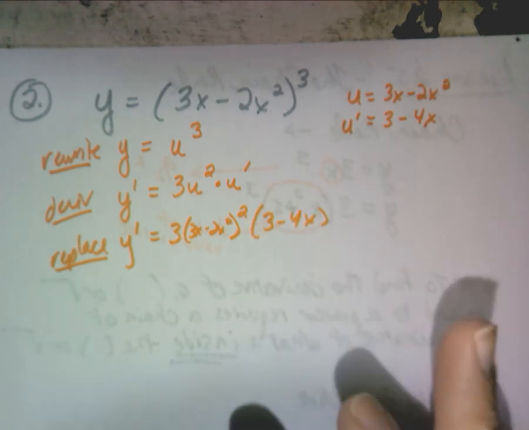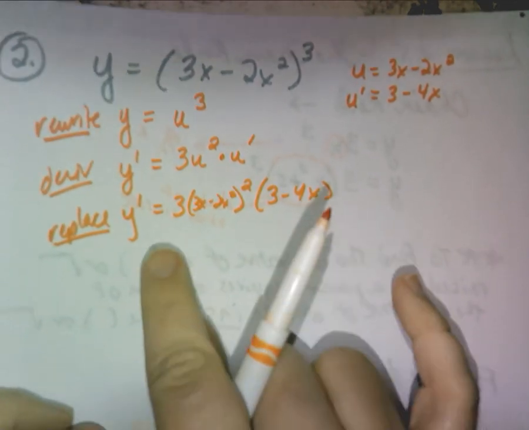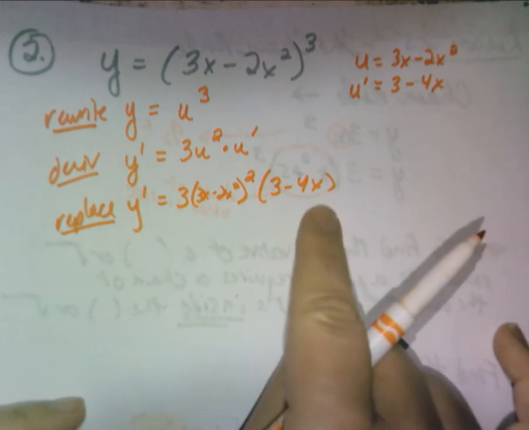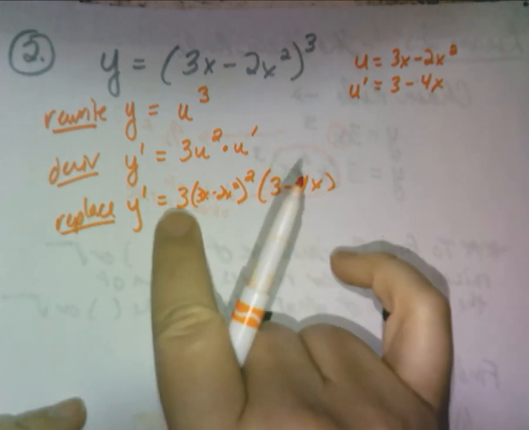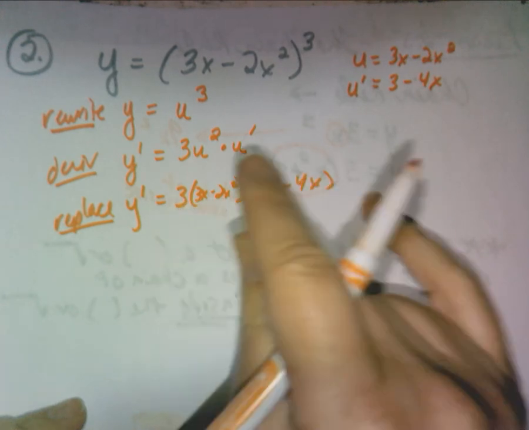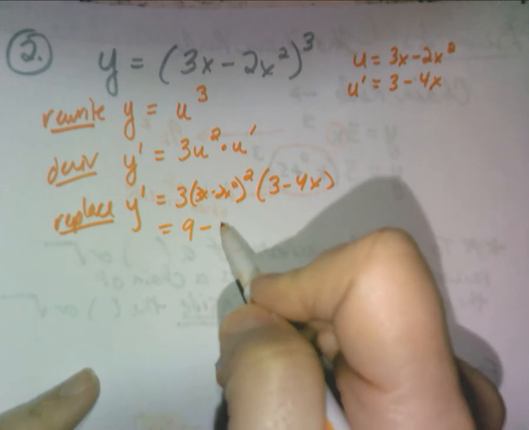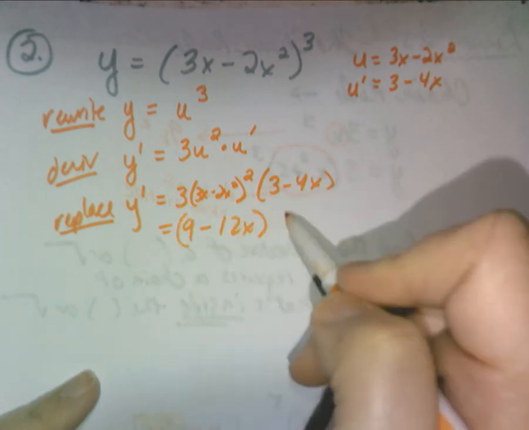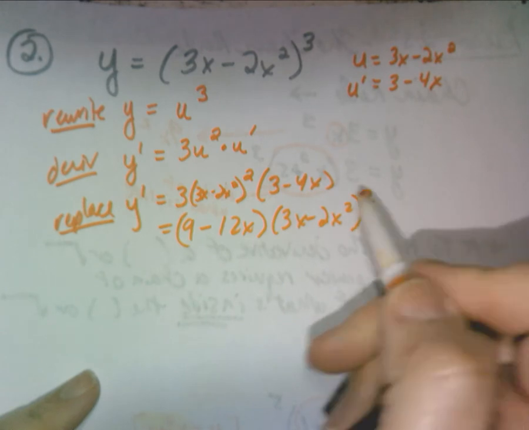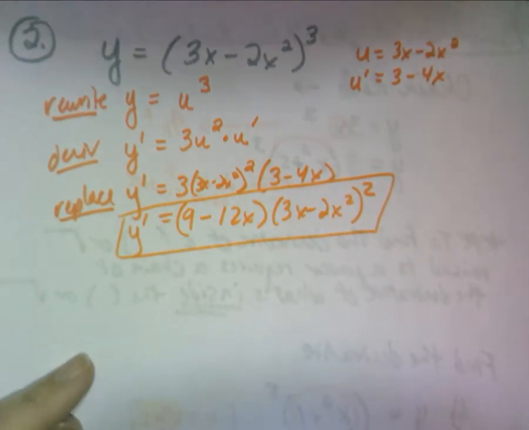Now, all I want you to do, you do not have to FOIL this out. You don't have to do anything. Again, some teachers would actually let you, if you got this far, I'd probably give you almost full credit. I'd take off 1 point. Because all I want you to do is this: 3 times that quantity, any quantity that's just to a power of 1. So that would be 9 minus 12x, right? Put in parentheses. Put the 3x minus 2x squared, squared, and that is your chain derivative.